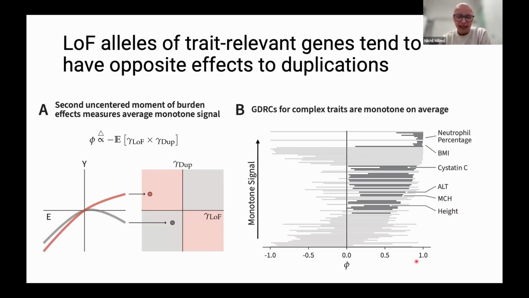means that for most traits, genes that affect those traits tend to be monotone, right? So deleting a gene tends to have the opposite effect of duplicating a gene. So this is where biology makes sense, right? This is what we expect from most genes, and this is indeed what we see across traits.